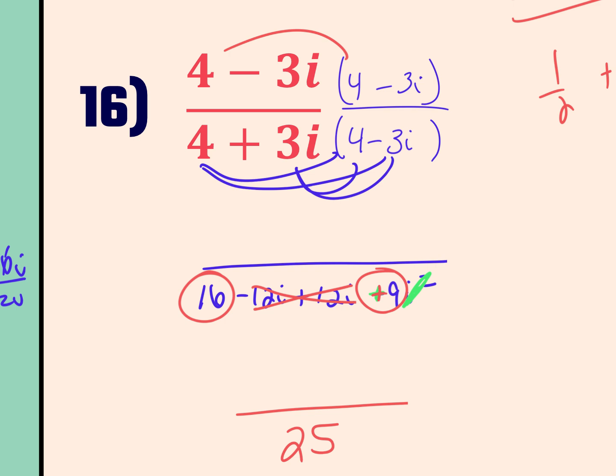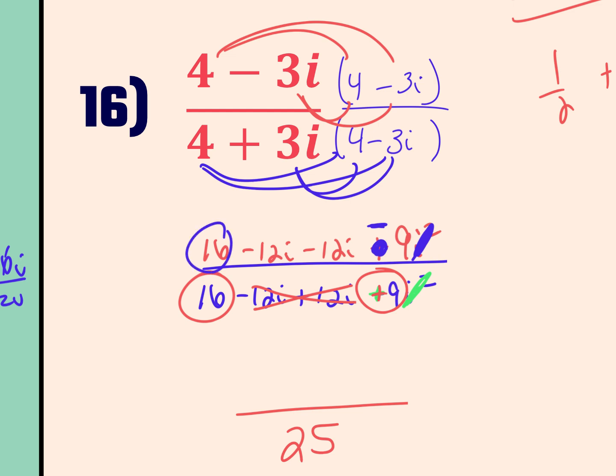What is 4 times 4? 16. 4 times negative 3i, negative 12i. Negative 3i and 4, negative 12i. Negative 3i, negative 3i. Positive 9i squared. When I see that i squared, I cross it off and do what? Change the sign. Guys, do my 12i's cancel? No. Don't just cross them off because they look the same. They are both negative, so you can combine them.